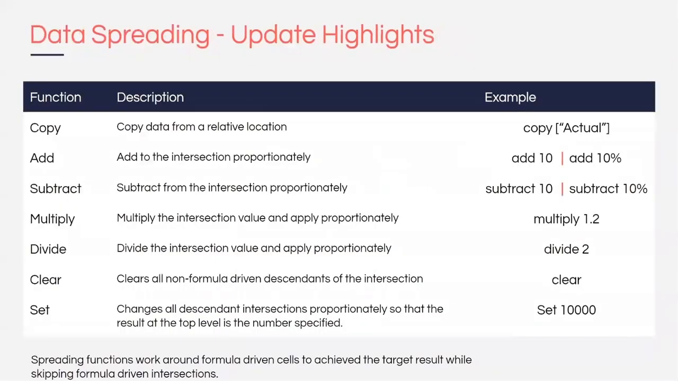In terms of the data spreading, there's a bunch of functions or calls there: copy, add, subtract, multiply, divide, clear, and set. I think we only showed you copy, add, and set. But clear is also quite handy if you end up populating data in the wrong spot. You can get rid of that. All of the functions wrap around formula-driven cells, so they'll still make their adjustments. It's almost as if the formula-driven cells have a hold on them. So if you say set 70,000 over an intersection that is made up of partially formula-driven cells, it'll still get to 70,000 by working around those formulas without changing their value.